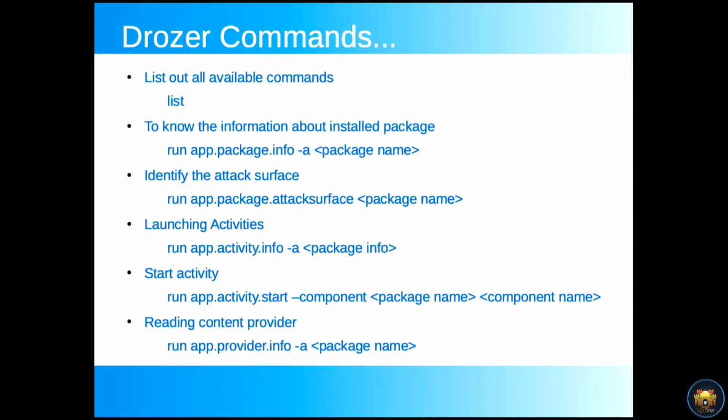After that, the next command is launching activities. For launching activities, again put run, and the sub command is app.activity.info -a for all, and then the package name. Earlier we saw how to manually start an activity using am. The same thing you can do using the Drozer command. You can start any activity of the application which is exported.